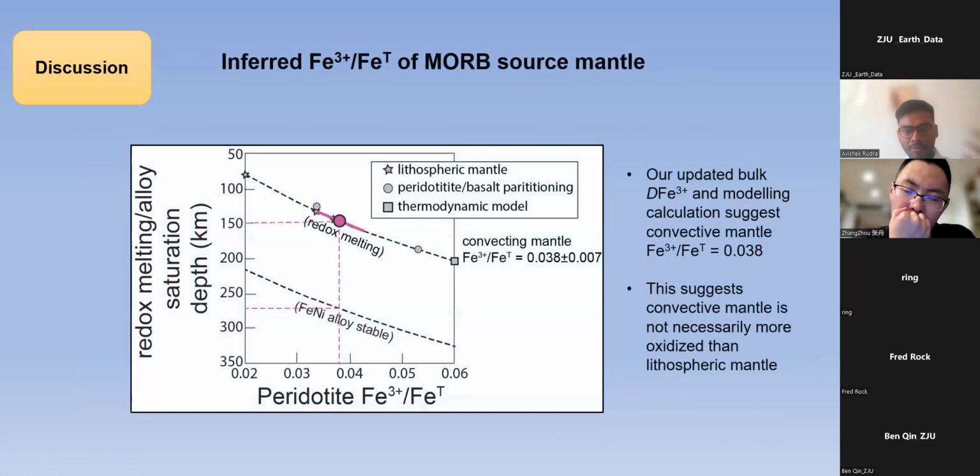And when we now go back to our original question of what the ferric iron content of the upper mantle looks like, and we compare that with previous estimates, we see that our value is not very different from what people have estimated for the continental lithospheric mantle. Remember, the continental lithospheric mantle has about 0.02 to 0.034, and our preferred value is about 0.038. So we postulate that the ferric iron content of the asthenospheric mantle is not very different from the ferric iron content of the continental lithospheric mantle. They're very similar, which is about 0.038.